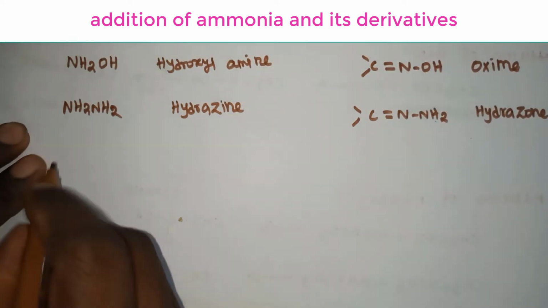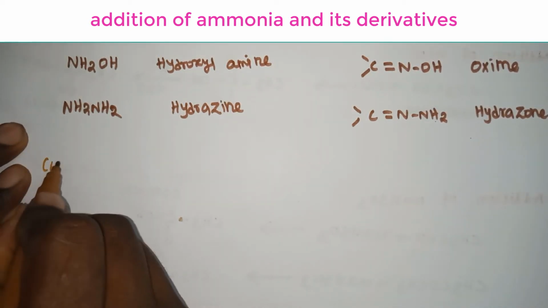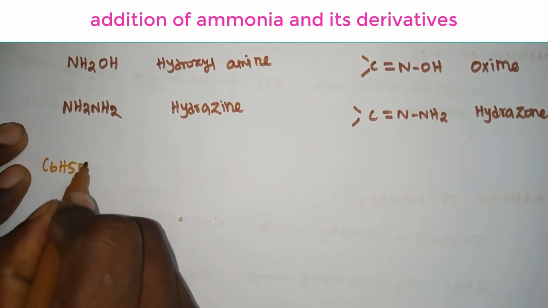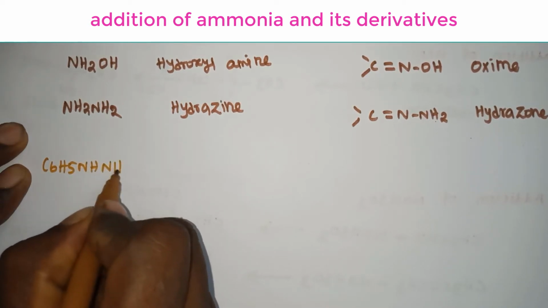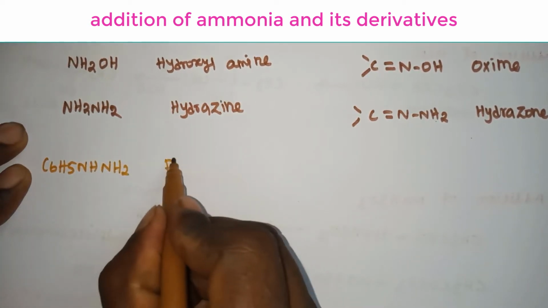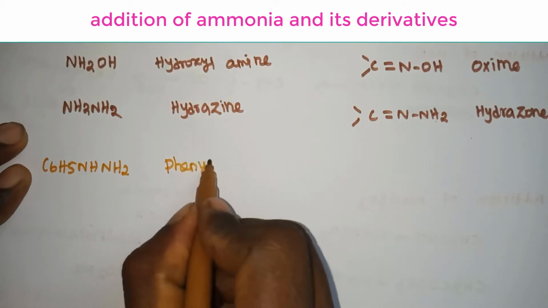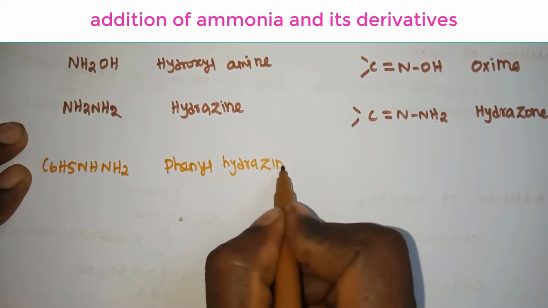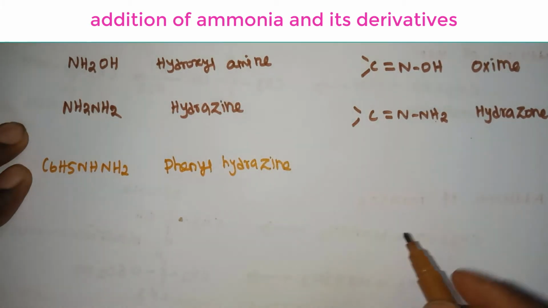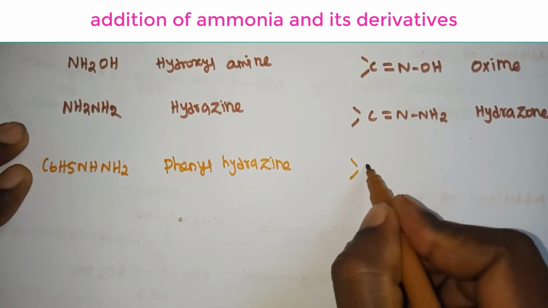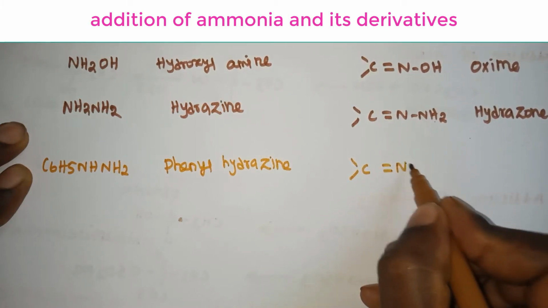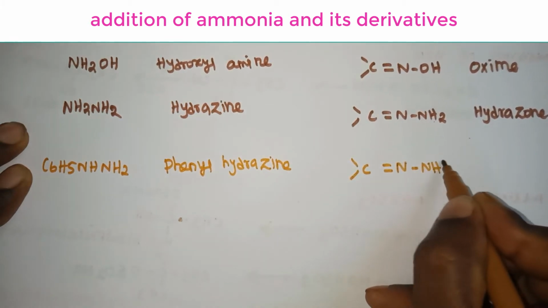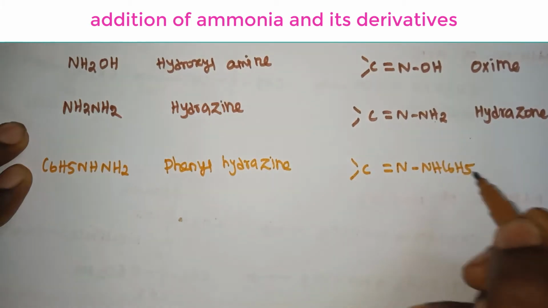Next one, phenylhydrazine, C6H5NHNH2. This is phenylhydrazine. Phenylhydrazine reacts with a carbonyl compound to form a phenylhydrazone. The structure of phenylhydrazone is C=N-NHC6H5. Phenylhydrazone.